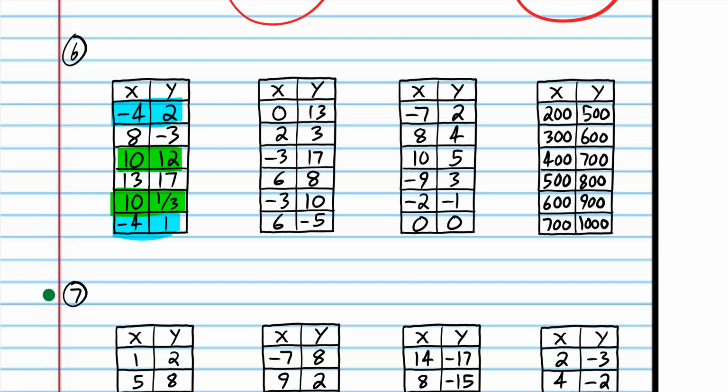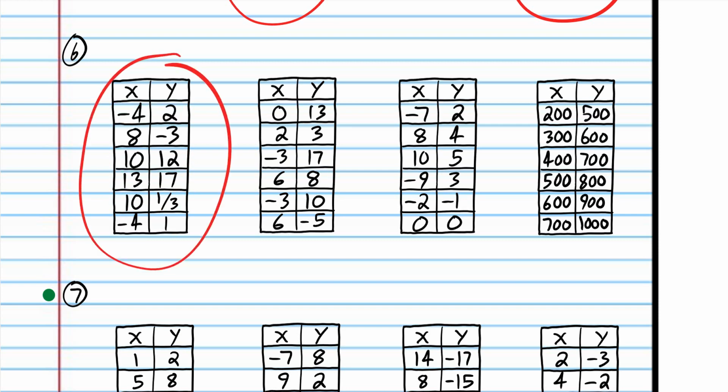So if your input is -4, you'll get 2 outputs. One output is 2, and the other output is 1. So this does not qualify as a function. Also, if your input is 10, you get 12, or you can get 1/3. So this table does not qualify as a function. This is very, very important to understand.